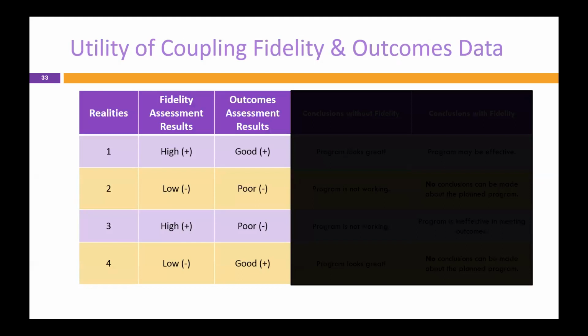If I talk about implementation fidelity and outcomes data in crude terms, meaning we have high implementation fidelity and low implementation fidelity, it's not usually like that, but let's just make it crude like that. And we have good outcomes assessment results and poor outcomes assessment results. Again, it's not dichotomous like that. It's usually on a continuum, but let's just go with that for now. If that's the case, we have four realities. We have four different scenarios where we can think about what this means for our program.